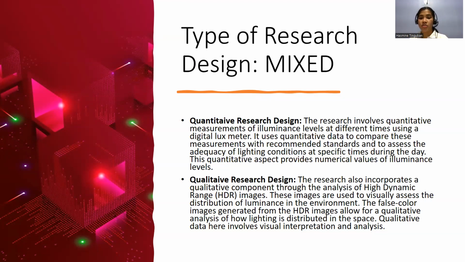Next, qualitative research design because the research also incorporates a qualitative component through the analysis of high dynamic range, or HDR, images. These images are used to visually assess the distribution of luminance in the environment. The false color images generated from the HDR images allow for a qualitative analysis of how lighting is distributed in the space. Qualitative data here involves visual interpretation and analysis.